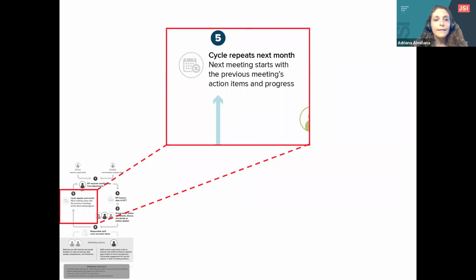Next slide. And then last in this monthly cycle, essentially the whole thing would repeat again the following month. And at that next meeting, it would start with a report out of how the previous month's action items were carried out or how they were progressing.